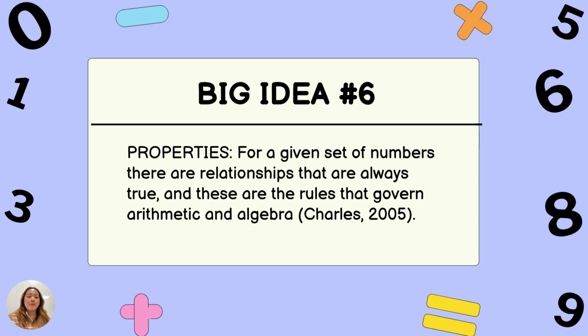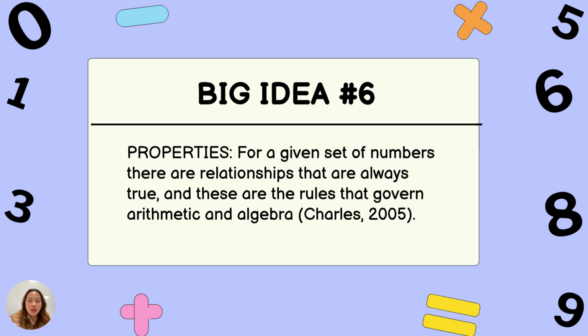Properties, for a given set of numbers, are relationships that are always true, and they are the rules that govern arithmetic and algebra. For example, in mathematical understanding, these properties can be used in operations. In an operation, there are relationships and rules.